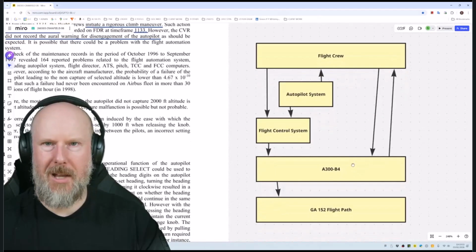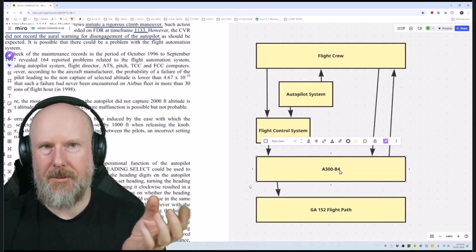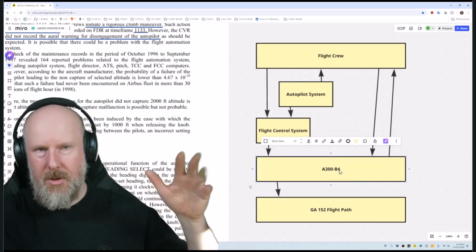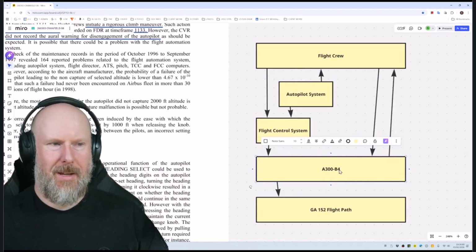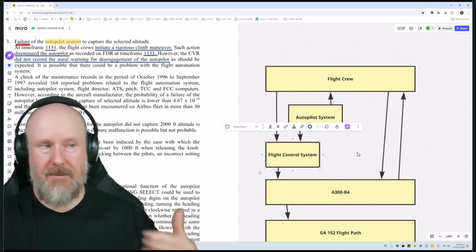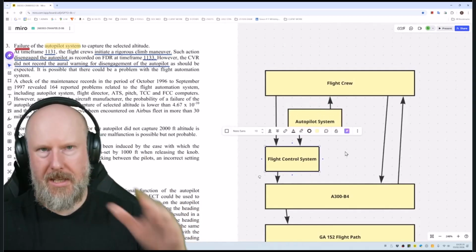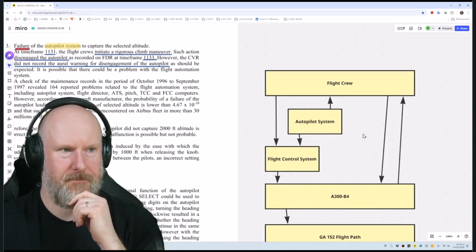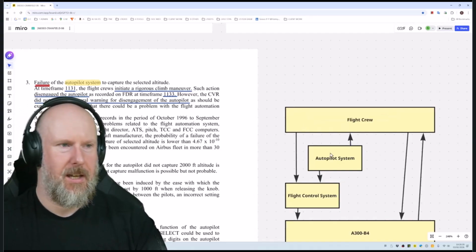There we go. So we've got the flight path at the bottom. That is the control process, the physical process. The aircraft itself, I've abstracted that in as a block to represent all the flying control surfaces and the engines and all of that good stuff. I don't want to add detail about that. Then there's the flight control system. So that is the system that's directly involved in this case, moving the aircraft up and down vertically. There's the autopilot system. I've said that the autopilot system provides some kind of feedback to the flight crew.